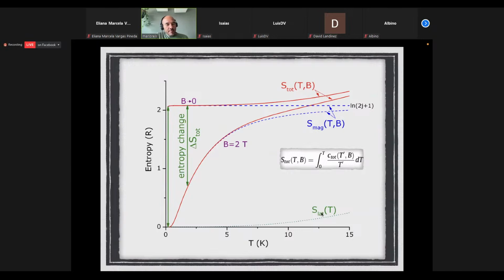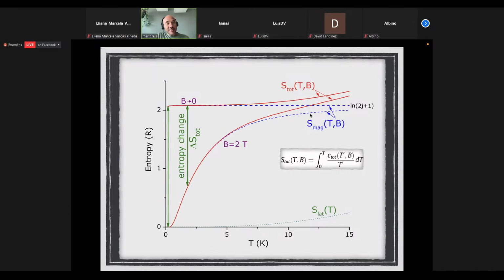The lattice entropy, before going further, has only one dependence, temperature. It does not depend on the magnetic field. It's a Debye contribution, for example. For this range of temperature, it is like a T^3, okay?